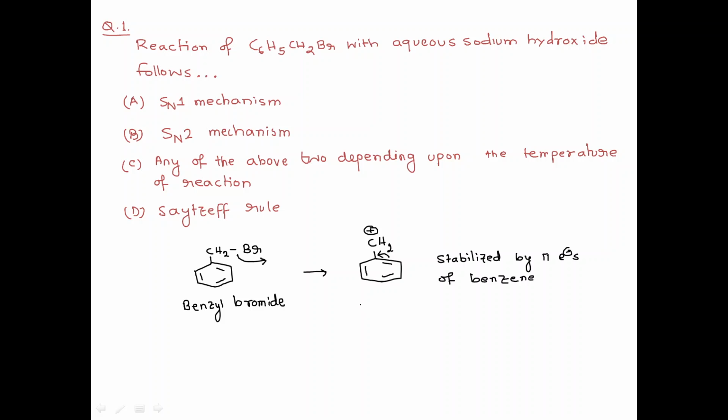Okay, so if after leaving the leaving group, the carbocation is stable, then the reaction always follows the SN1 mechanism. So you know that benzyl bromide always follows the SN1 pathway. Please try to get this answer. So option A is the correct one.